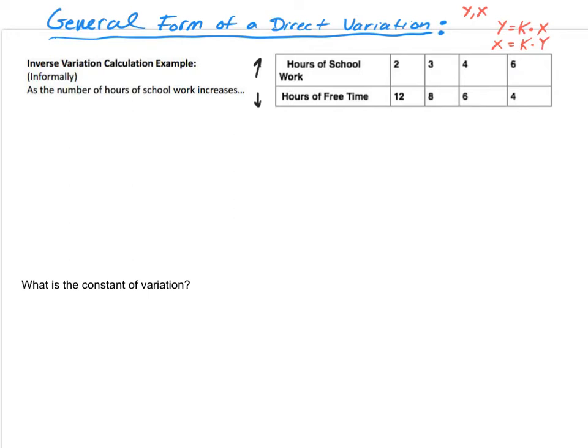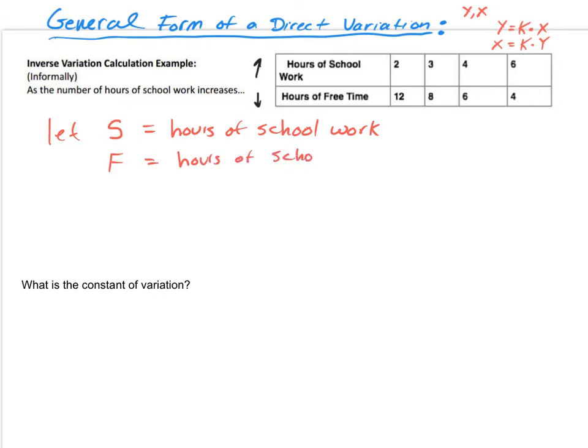With an inverse variation, we are going to look at two variables, and they have a very specific relationship. So before we jump into the general form, let's introduce variables. Let's let h equal the hours, or let's not use h because hours actually goes for both. So let's let s equal the hours of schoolwork, and we're going to let f equal the hours of free time.